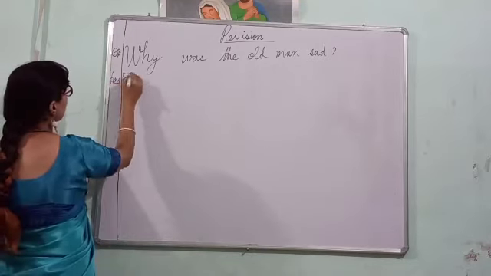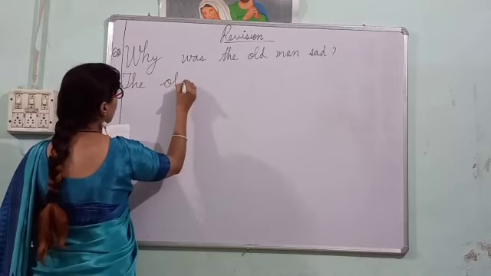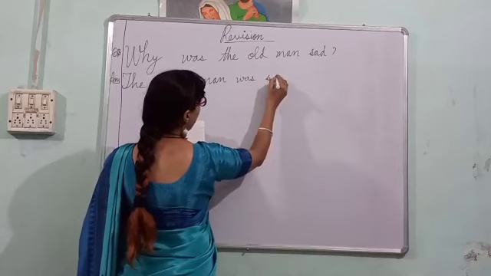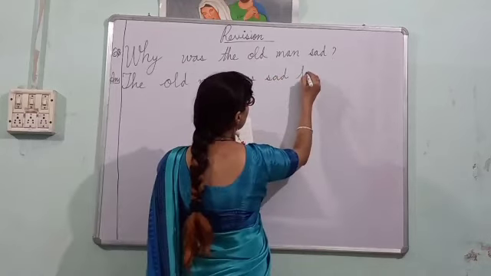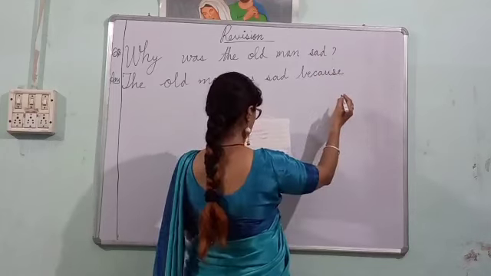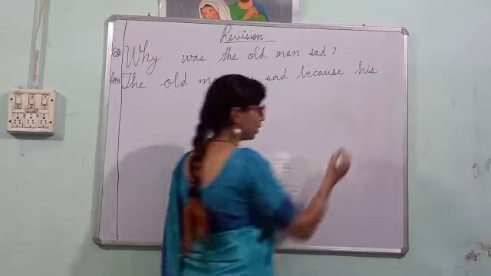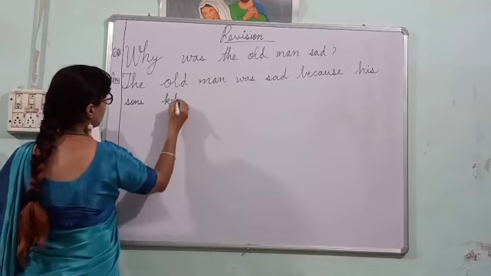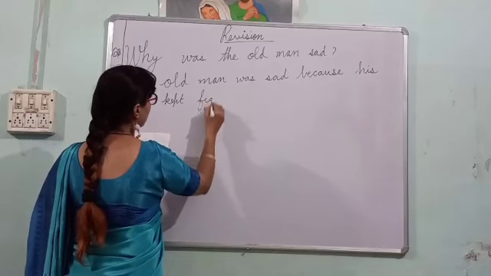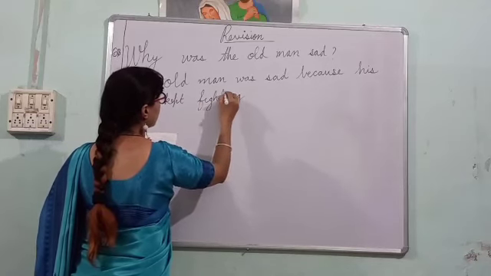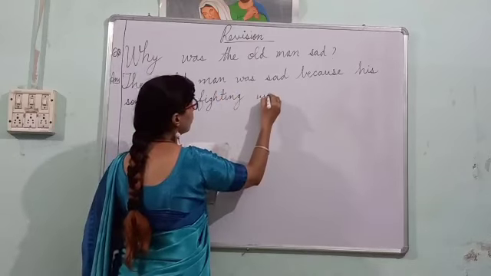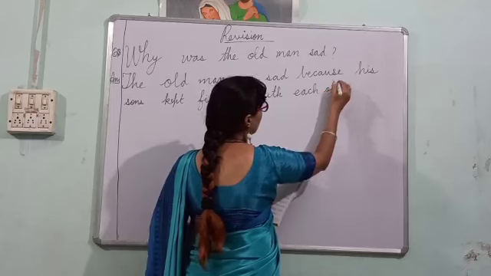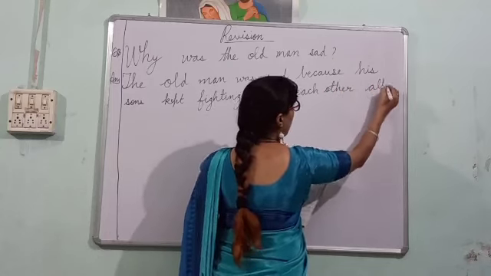And the answer is the old man was sad because his sons, S-O-N-S, sons kept fighting with each other all the time.